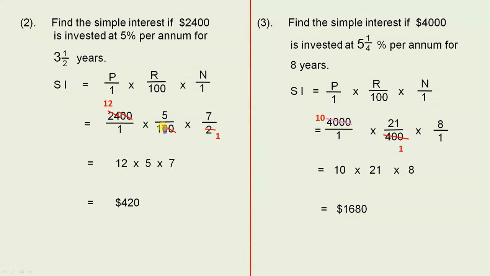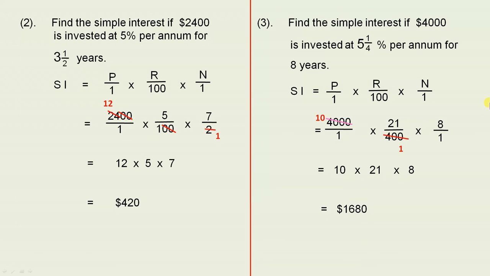So the first thing we do is divide by 100, so we cross off each of those 2 zeros. Here we have a 2. 2 into 2 goes once, 2 into 24 goes 12. Because when we cross off those zeros and those 2 there, we're just left with 24 here. That's why 2 into 24 goes 12. So then we have 12 times 5 times 7, and that gives us $420 as the simple interest.